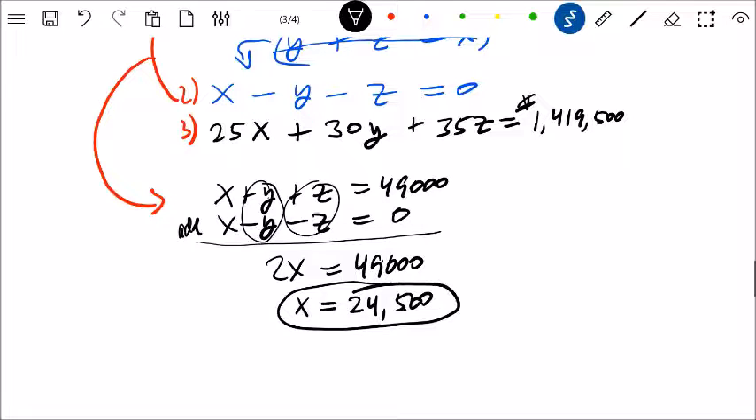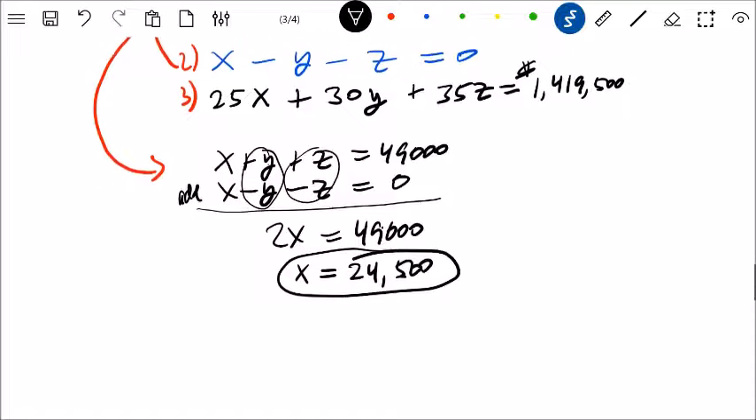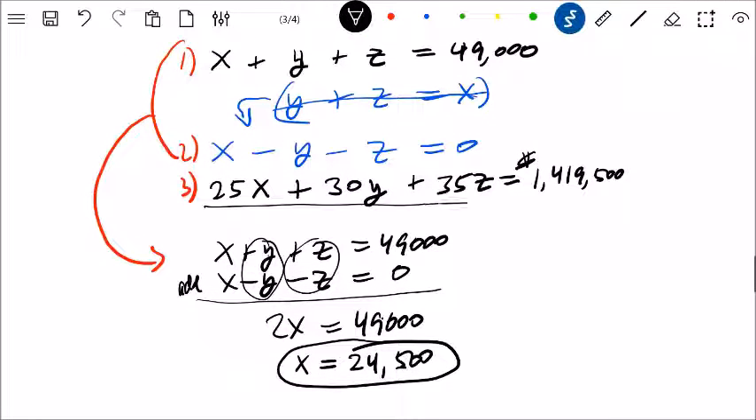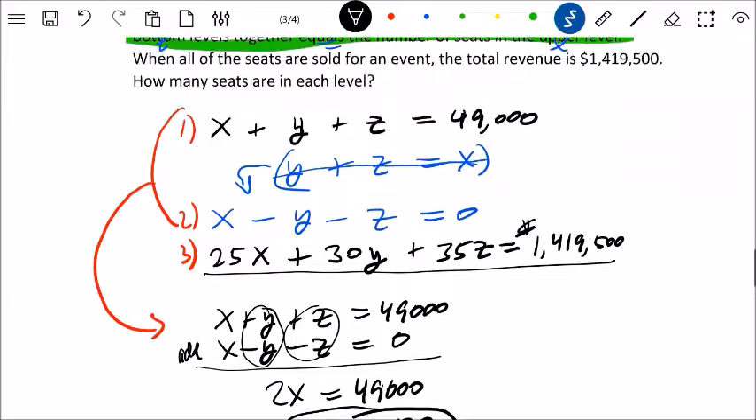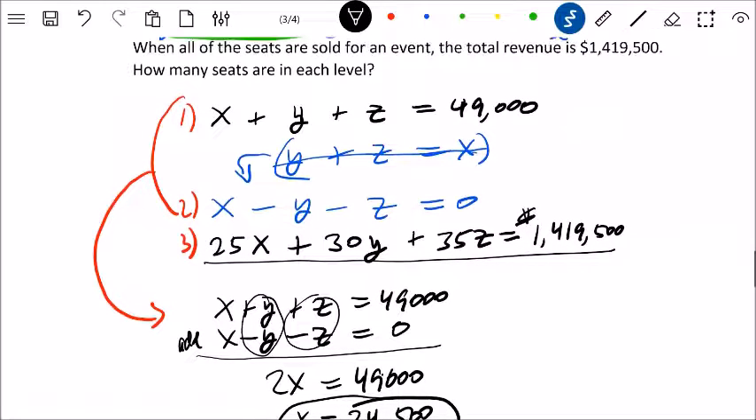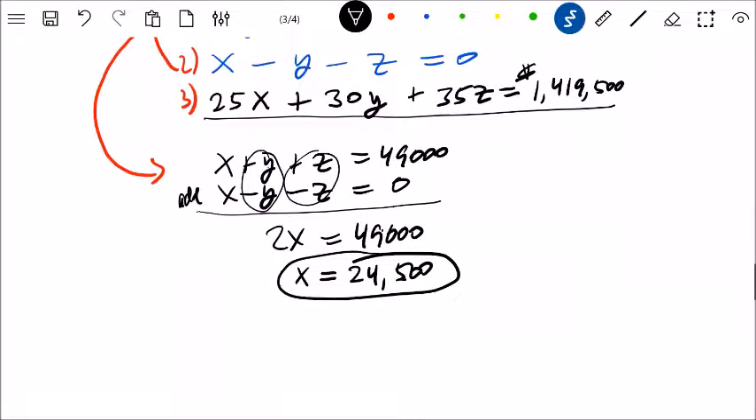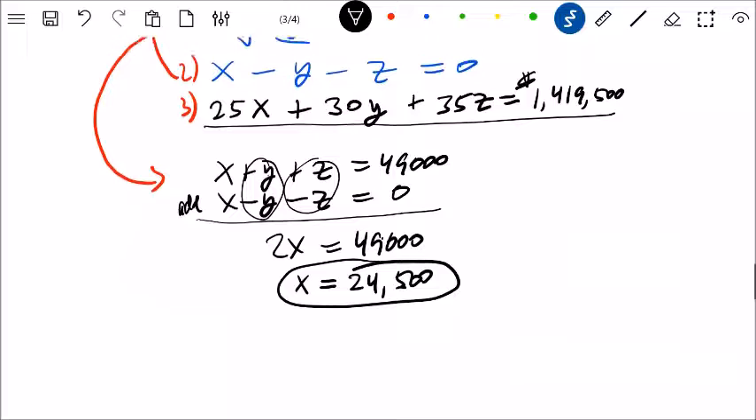So we now know one thing, X, but we don't know everything else. What I'm going to do is take this one and use one of the others to help get rid of one of the other variables. Let's see what I can do here. If I can get rid of either the Y's or the Z's, I would be able to put X into a problem and figure it out.